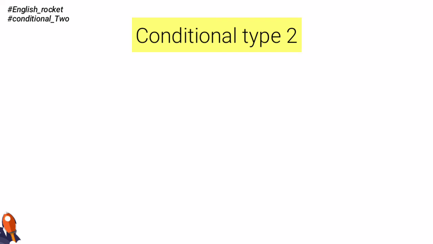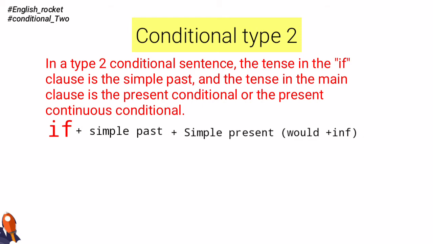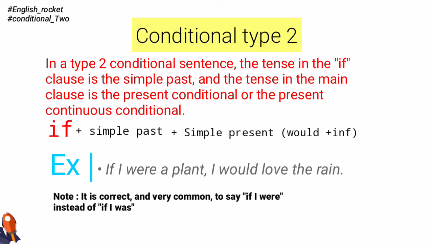Conditional type 2. In a type 2 conditional sentence, the tense in the if clause is the simple past, and the tense in the main clause is the present conditional, or the present continuous conditional, and it becomes if plus simple past plus simple present. For example, if I were a plant, I would love the rain. But don't forget the notes. It is correct and very common to say if I were instead of if I was.